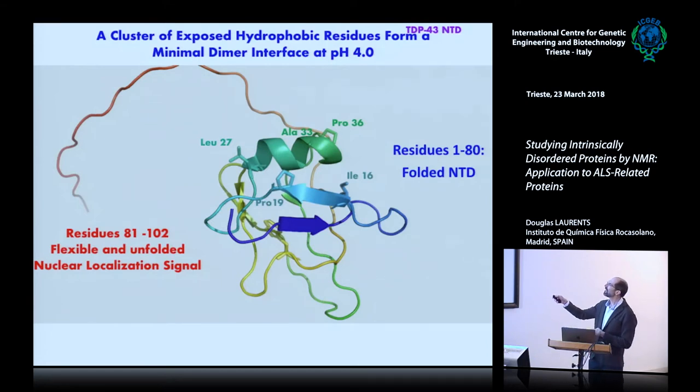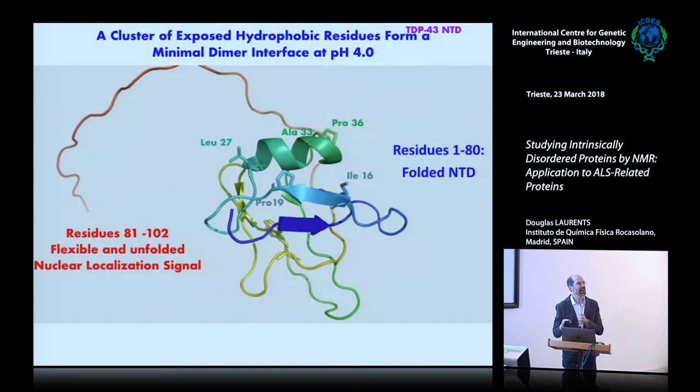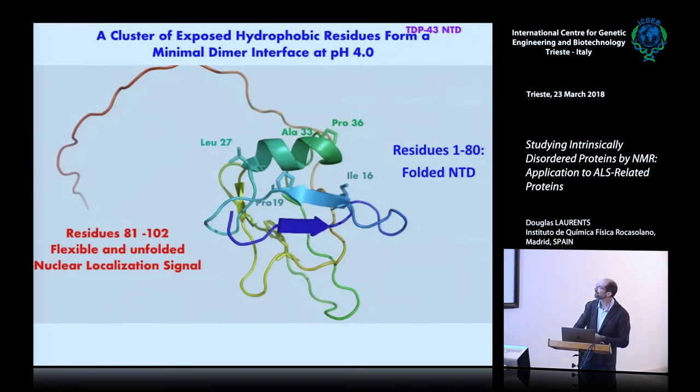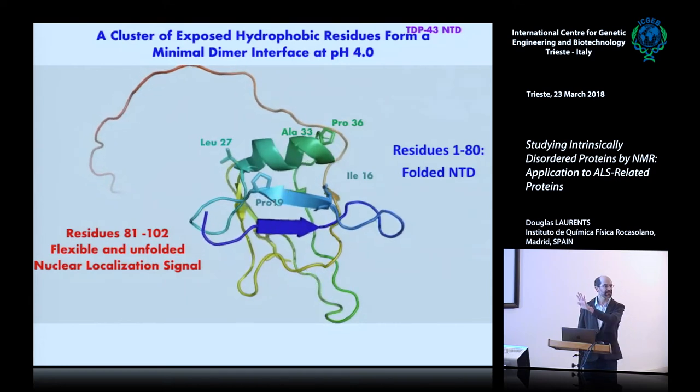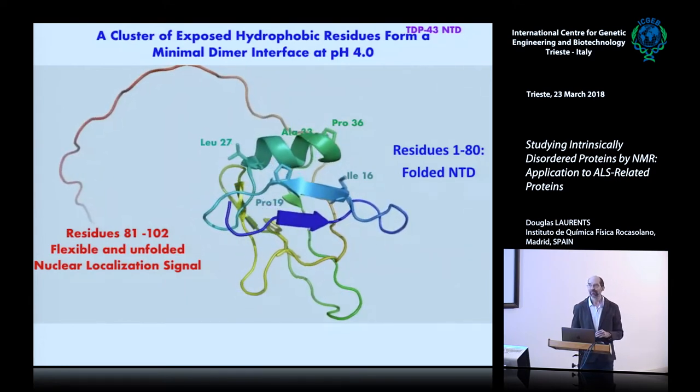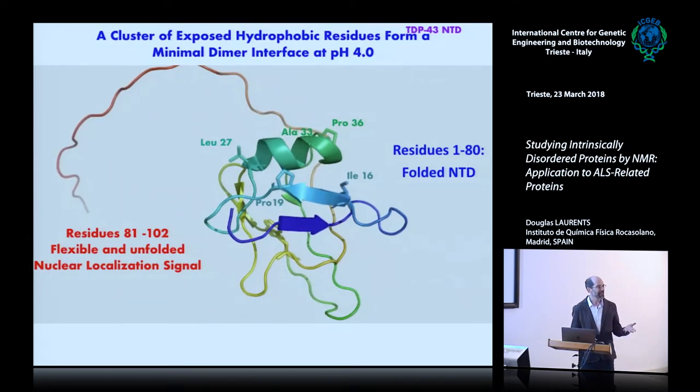So in the N-terminal domain, you have a series of exposed hydrophobic residues: leucine 27, alanine 33, proline 36, isoleucine 16, proline 19. And in our model, we could show that these are forming a head-to-head dimer. These are exposed hydrophobic groups that are dimerizing to form a dimer. But because of the solubility of the protein, it's very insoluble at pH 7. So we were working at pH 4. Okay, so this would be the structure of the protein, and this would be the dimer interaction interface at pH 4. But of course, what you would like to do would be to study the structure at pH 7 or 8, which is more physiologically relevant.